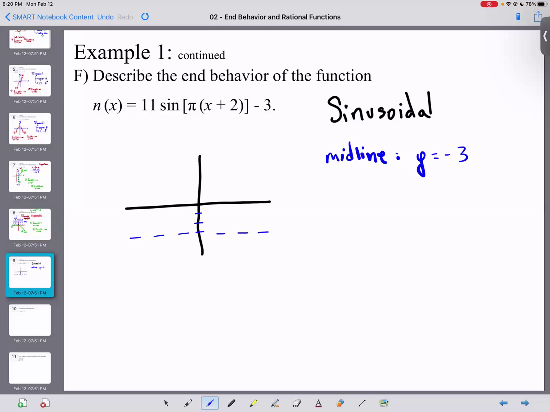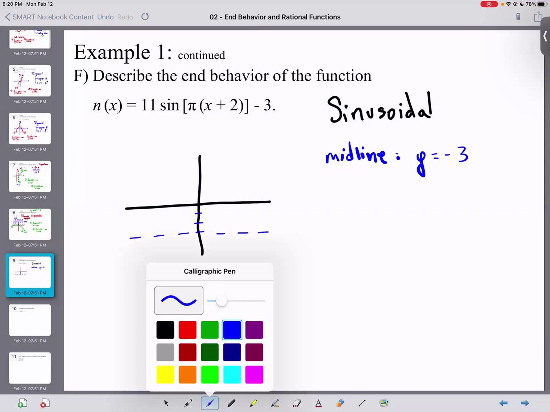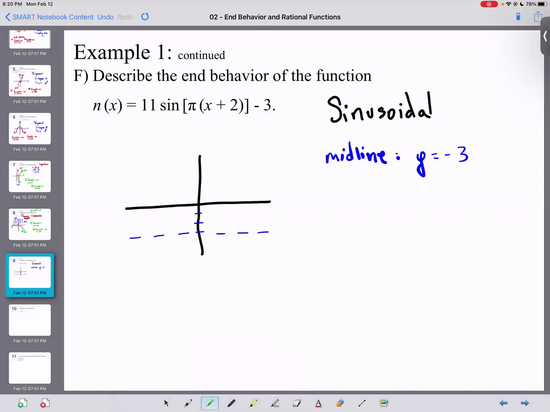So what does it mean if it's a sine function? This graph needs to be shifted left too, but a sine function usually starts at the origin like that, or at the midline. Now this graph would technically be shifted over to the left just slightly because it has an x plus 2. So I need to shift everything over if I want to make it perfectly accurate like that. So if I want to list a point here, that point right there would be shifted left 2 and down 3 at the midline.